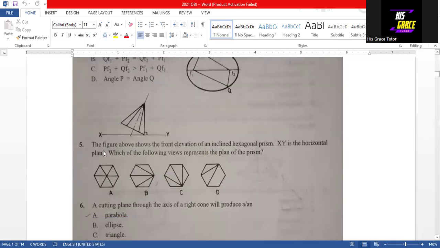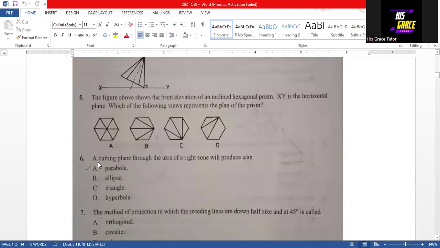Then question 5 says that the figure above shows the front elevation of an inclined hexagonal prism. XY is the horizontal plane. Which of the following views represent the plan of the prism? That is option B, the answer to question 5.